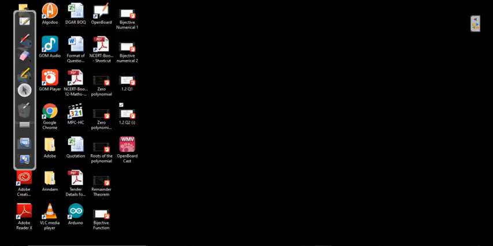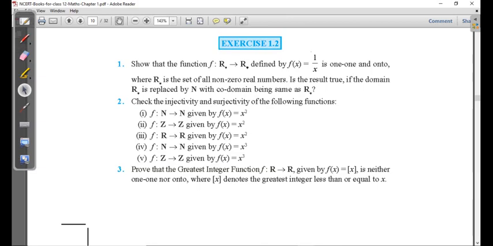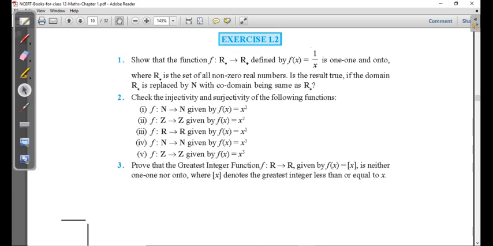So, next question is question 2 sub 2. That is f from Z to Z given by f of x equal to x square. I am leaving this question for you to do because it is exactly like the previous one, you try it out. Let me do the third one.